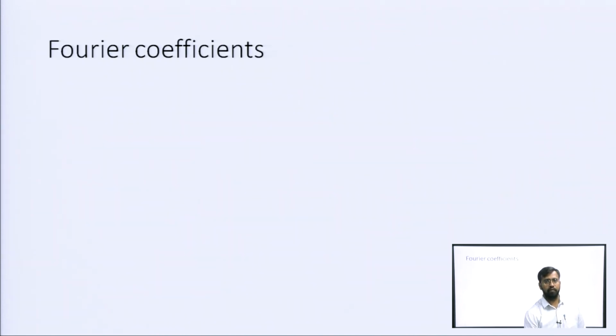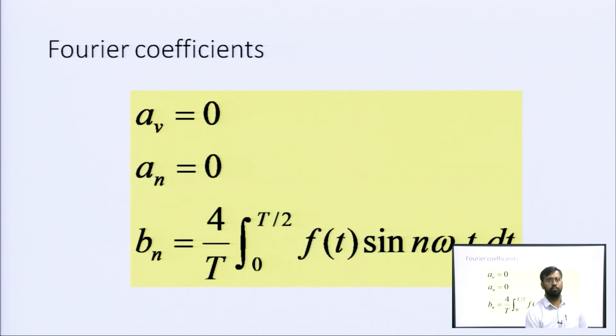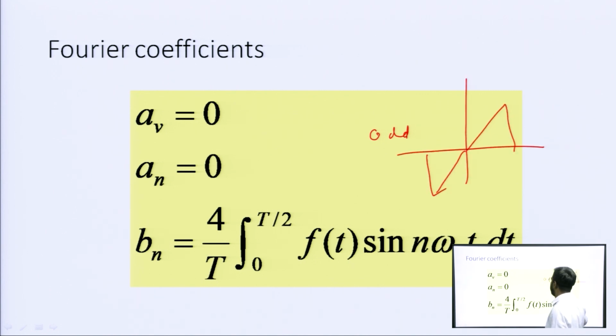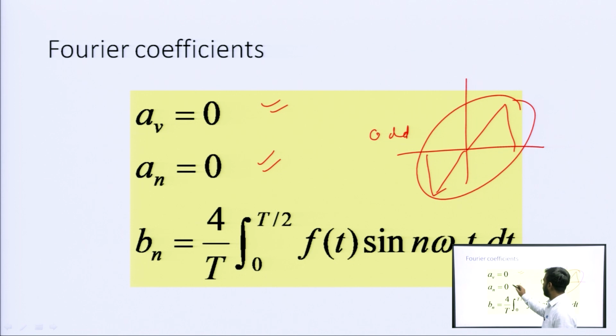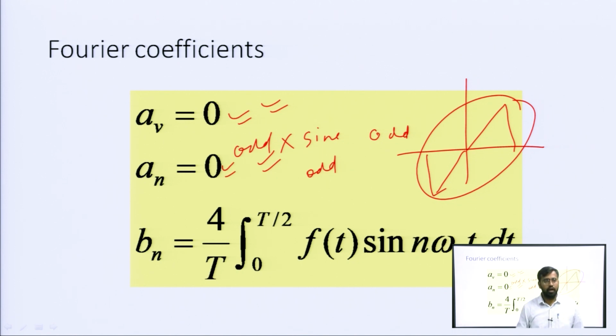One more thing also, if we are having an odd function, so what is an odd function? An odd function will have A0 and An both equal to 0, because the average of an odd function will be 0, and An contains the cosine term, which is even. So, A0 and An for an odd signal will be 0, and for an even signal only Bn will be 0.